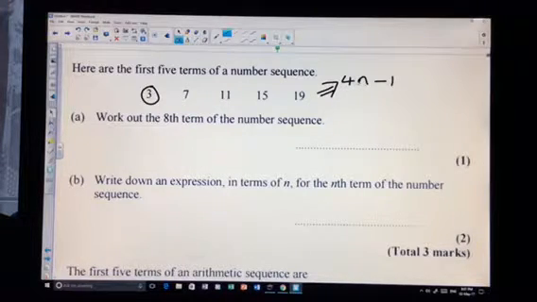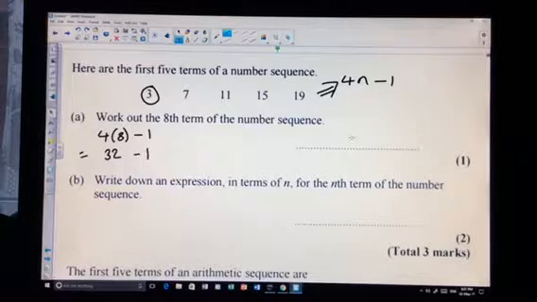This is 4 times that natural number, and then take away 1. So I'm going to work out 4 times 8 and then take away 1. So that is the same as saying 32 take away 1. So my answer here is 31. Like I said, you could have just carried on through this, but if you understand the natural sequence and where this comes from, this will actually help you rather than being something that confuses you.